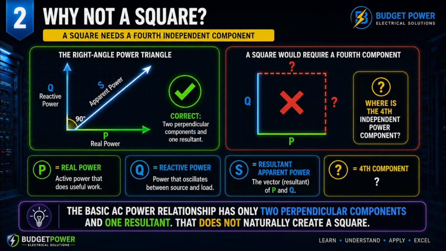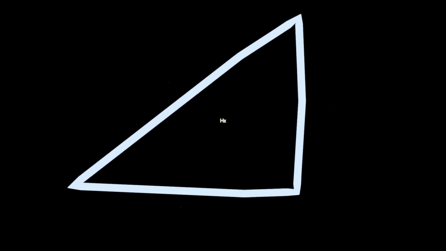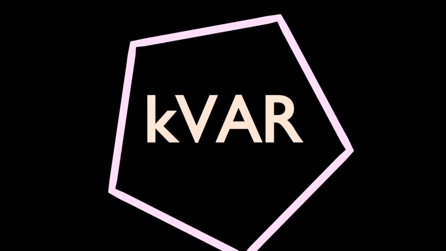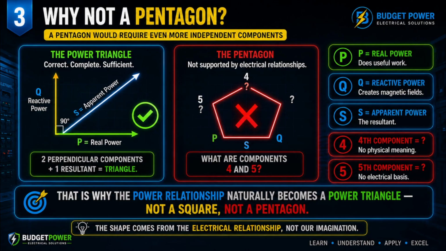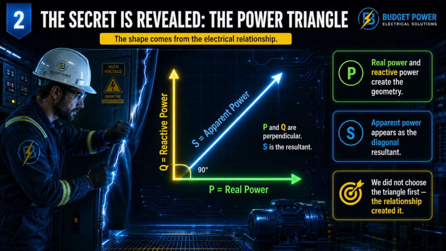So now, let's return to our original question. Why not a square? Why not a pentagon? A square would need another independent component to complete its geometry. A pentagon would need even more. But in this basic AC power relationship, we have two perpendicular power components, real power and reactive power, and one resultant, apparent power. So the geometry naturally gives us three sides. That is why it becomes a power triangle, not a square or a pentagon.